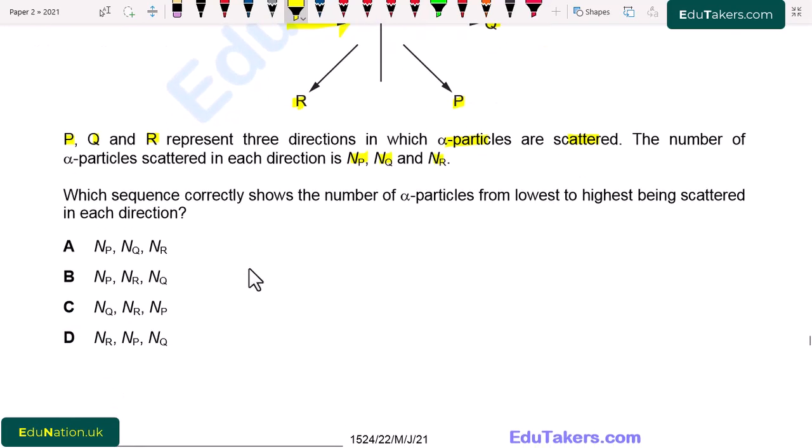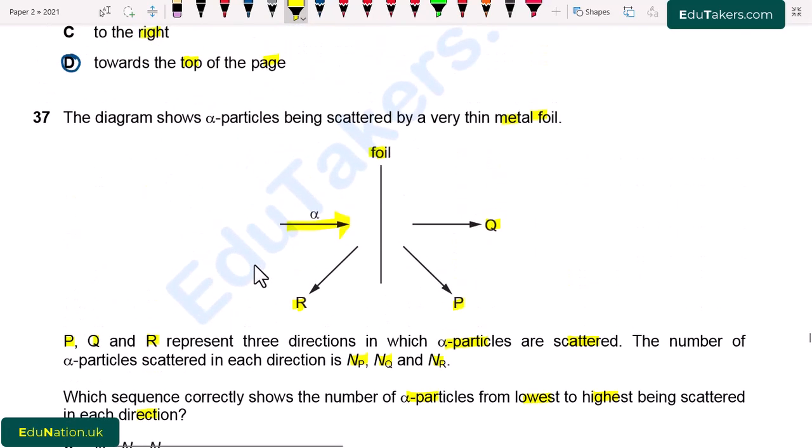Which sequence correctly shows the number of alpha particles from lowest to highest being scattered in each direction? So first of all, the scattering experiment is basically for the nucleus. Most of the nucleus is empty. It means that most of the particles will pass straight.